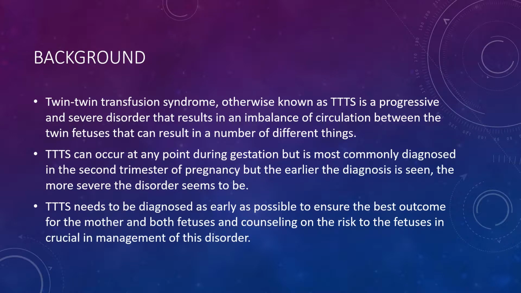Alright, so TTTS is a progressive and severe disorder that results in the imbalance of circulation between the twin fetuses and can result in a number of different things. It can be seen at any point during gestation, but it is most commonly seen in the first trimester, and the earlier the diagnosis is seen, the more severe the disorder seems to be. TTTS should be diagnosed as early as possible in order to ensure the best outcome for the mother and both fetuses, and counseling on the risk to the fetuses is crucial in management of this disorder.